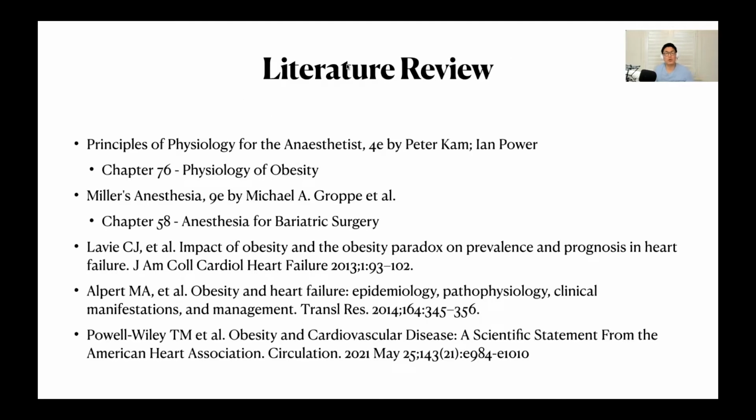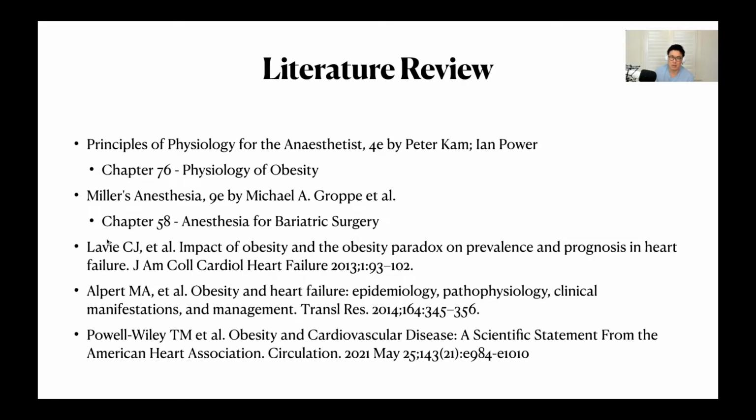Now, for the literature, you can find all the information I've presented in these texts here. I've used chapter 76, Physiology of Obesity in Power and Cam. That's probably the easiest one to read if you have limited time. Chapter 58, Anesthesia for Bariatric Surgery from Miller's Anesthesia, gives you a little more information, but after that, it increases in complexity.